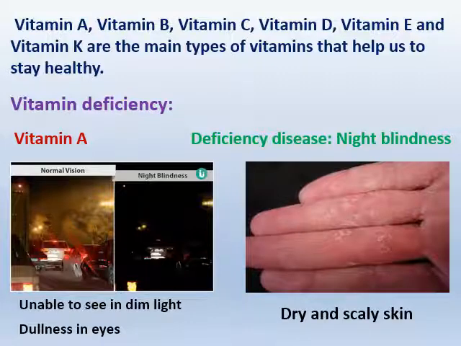So what are the different symptoms, children, due to deficiency of vitamin A? Unable to see in dim light, dullness in eyes and dry and scaly skin. So these are the three symptoms caused by the deficiency disease called night blindness. And now we go ahead with the next deficiency disease, that is vitamin B. Due to vitamin B deficiency, the disease is beriberi.